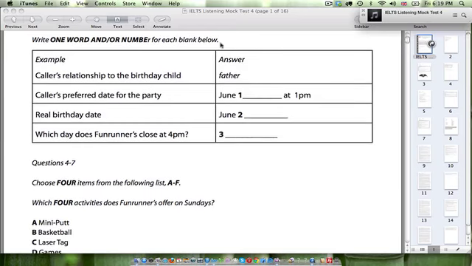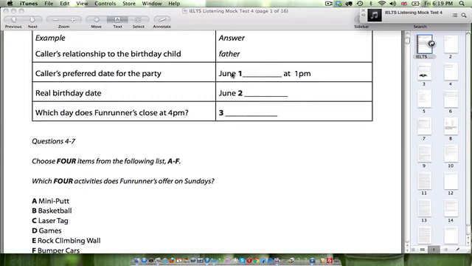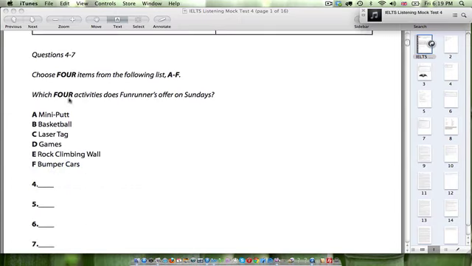Okay, so we're looking for one word and or a number. So if we look at the answers down here, June, these are going to be numbers. Which day does Fun Runners close? This will be a day of the week. If we look down here, 4 activities does Fun Runners offer on Sunday?